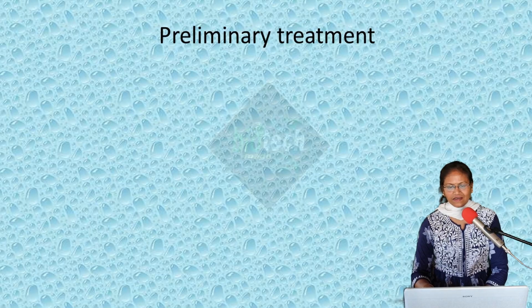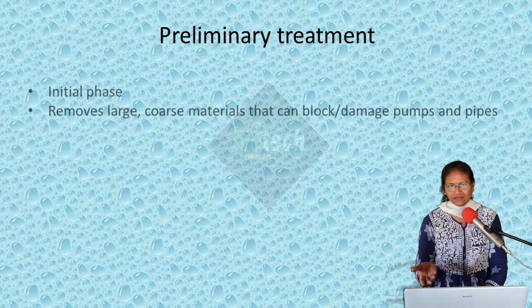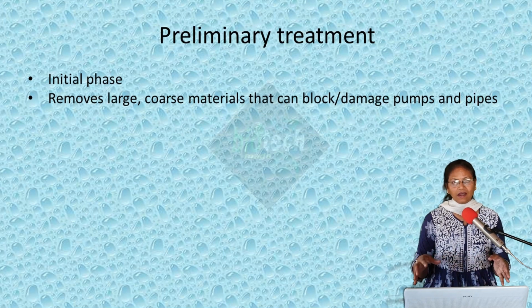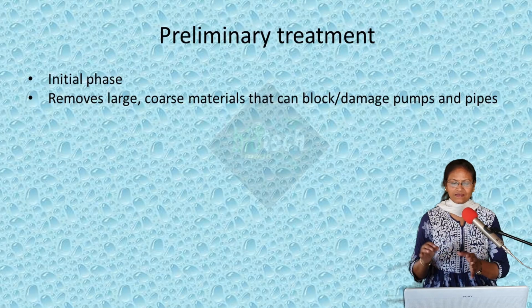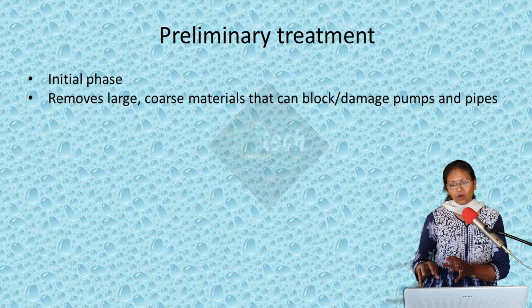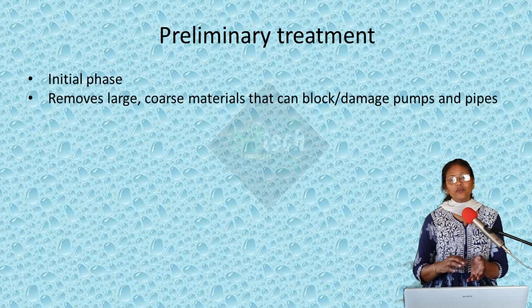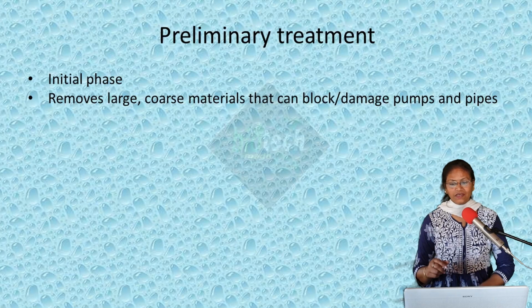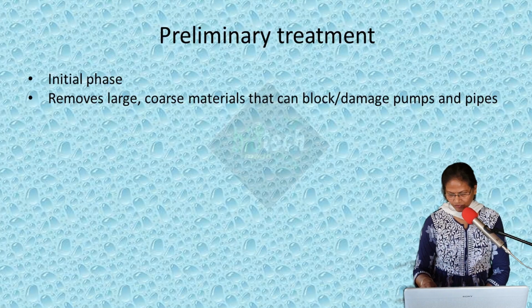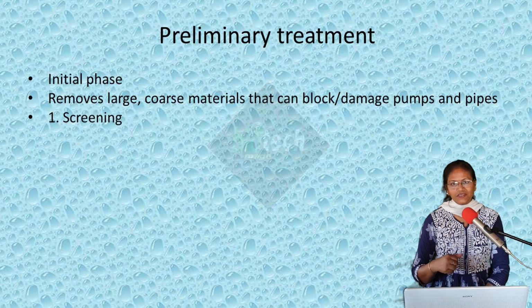So first, what is the preliminary treatment? This is the initial phase, and it removes the large, coarse material that may be present in the wastewater, and which may block the pumps and pipes, or may also damage the equipment. So those kinds of bigger particles are removed here, by different mechanisms.